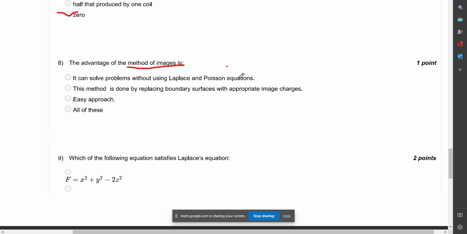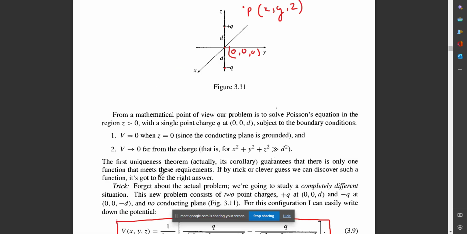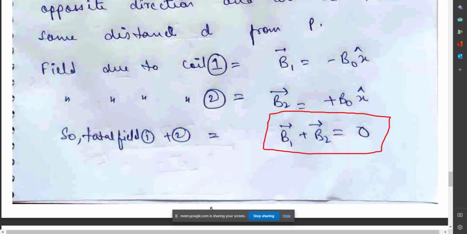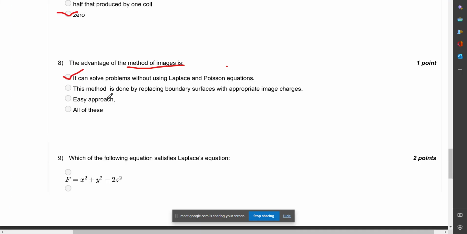So the advantages of the method of images: first, it can solve problems without using Laplace and Poisson's equation. Yes, true, we don't need them; we are directly using Coulomb's law. Second, this method is done by replacing boundary surfaces with appropriate image charges. Yes, correct. Third, it is easy to approach. Yes, correct. So our answer will be all of these.